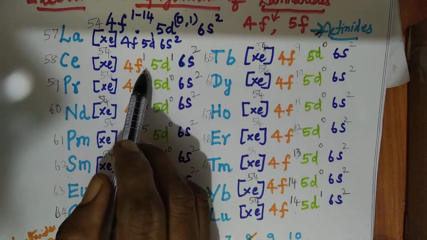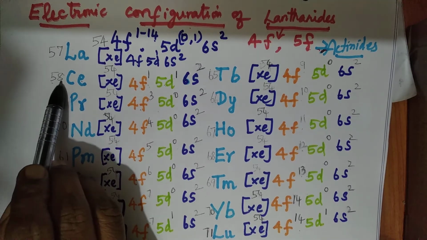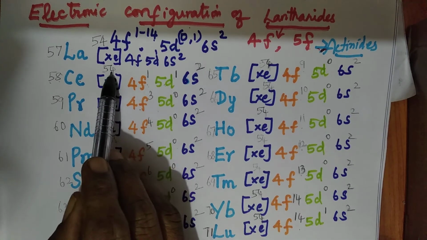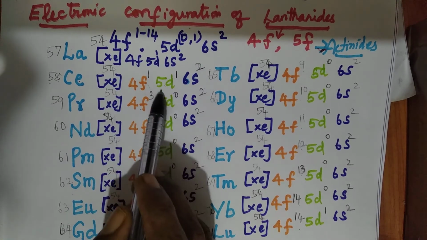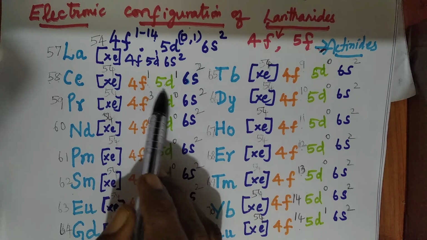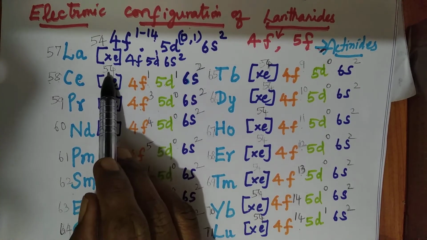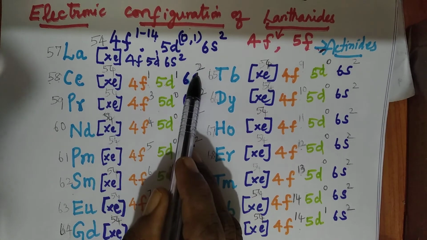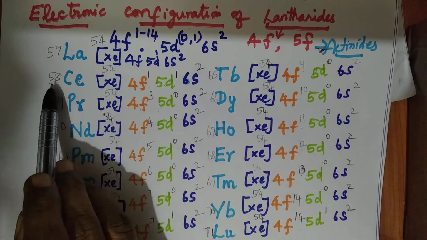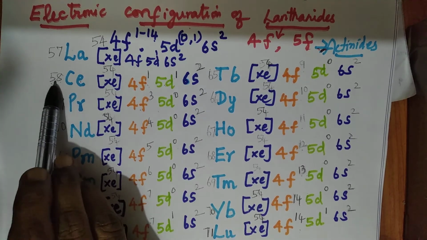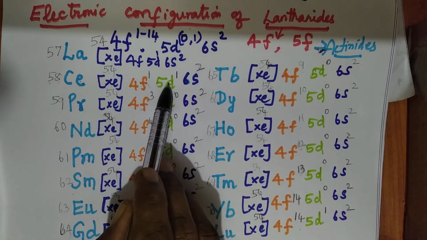Take cerium, which is 58. Keep that in mind, 58, and add these numbers: 54 plus 1, where 5d is X, or we don't know. Add the other numbers you have given already, that is 54 plus 1, 55, and 6s2 has 2, so 55 plus 2, 57. Then you subtract from 58. So 58 minus 57 comes to 1. So 5d takes 1 electron.